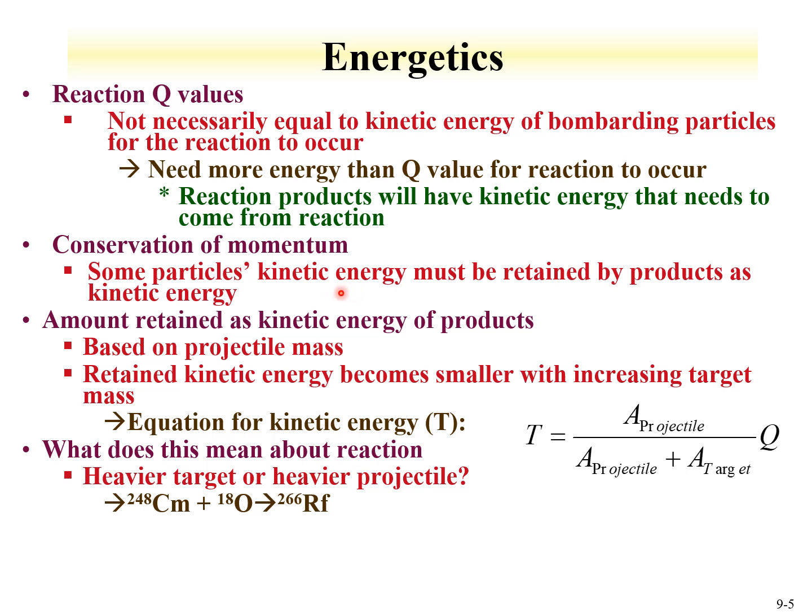And the amount that's retained as kinetic energy of product is based upon the projectile mass. The retained kinetic energy becomes smaller as the target mass increases, with the equation that's listed here, where if I take the Q value and multiply it by the fraction of the mass of the projectile divided by the mass of the projectile plus the mass of the target, I'll get the kinetic energy that's necessary for the reaction. We'll see this is eventually going to come into something called the threshold energy.